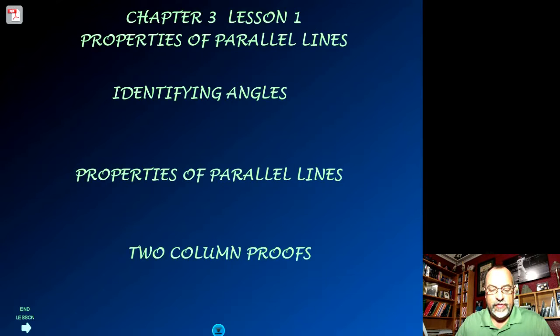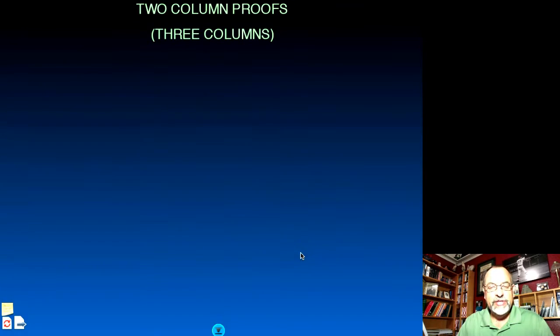We'll be doing proofs over the next couple lessons. And the two-column proof is the proof that I prefer. I think it's the most logical and the best way to keep your thoughts in order. We looked at paragraph proofs earlier in this year, but again, I want to look at two-column proofs. And actually, what we're going to use are three columns.